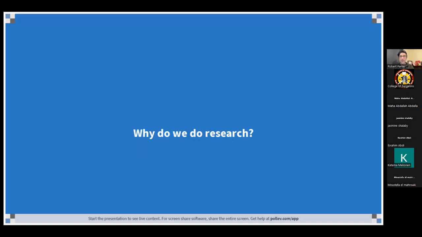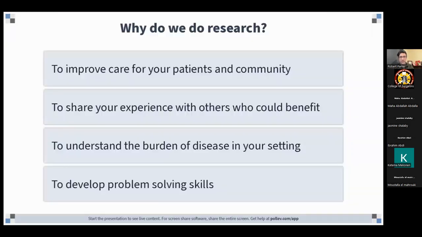So why do we do research? This is our first question in Poll Everywhere. Let's see if we can make it happen. So why do we do research? We do research to improve care for patients and community, to share your experience with others who could benefit, to understand the burden of disease in your setting, to develop problem-solving skills, or all of the above.